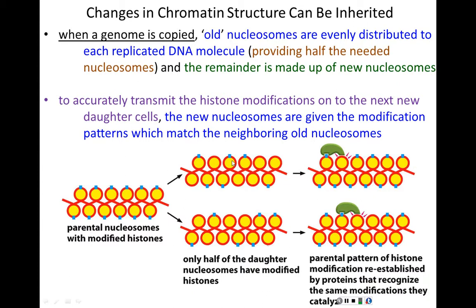However, the information in these modifications is important to the cell, so to accurately transmit those histone modifications on to the new daughter cells, the new nucleosomes are given the same modifications as the old neighboring nucleosomes. In other words, protein complexes are recruited in to say, well, we had a blue square here, we should put a blue square here. We had a blue square here, so we should put a blue square here. And so this histone code that was present in the original maternal molecule is propagated and copied. It is inherited into the new strands.